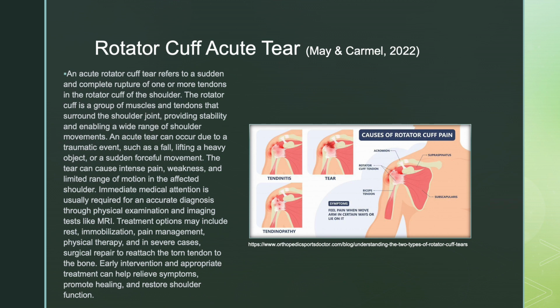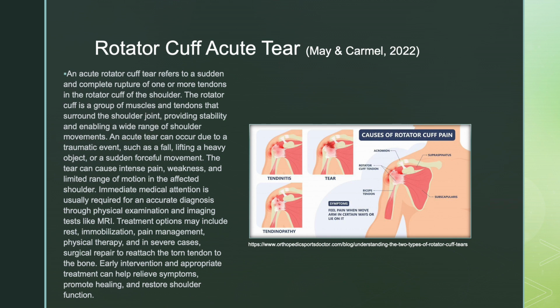So an acute rotator cuff tear refers to a sudden and complete rupture of one or more of the tendons in the rotator cuff of the shoulder. The rotator cuff is a group of muscles and tendons that surround the shoulder, providing stability and enabling a wide range of shoulder movements. So an acute tear can be due to a traumatic event, such as an individual falling or lifting a heavy object incorrectly or too fast, or a sudden movement that shocks the shoulder joint. The tear can cause extreme pain, weakness, and affect the range of motion greatly.